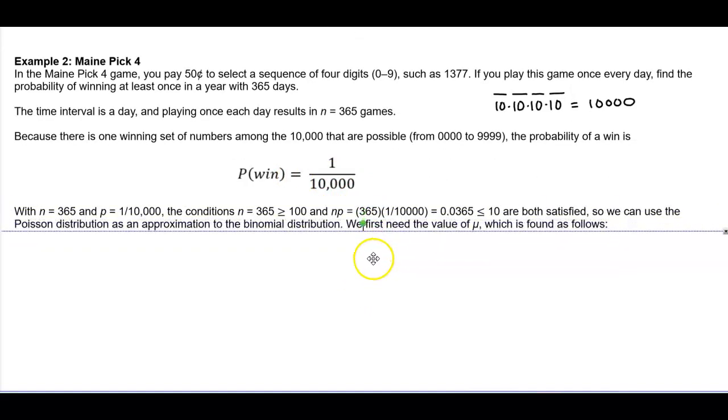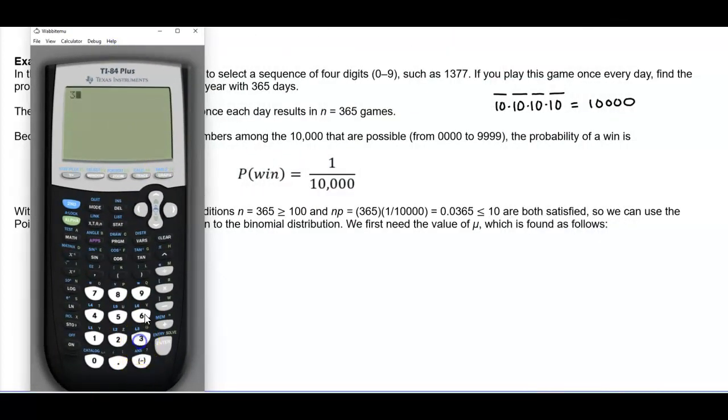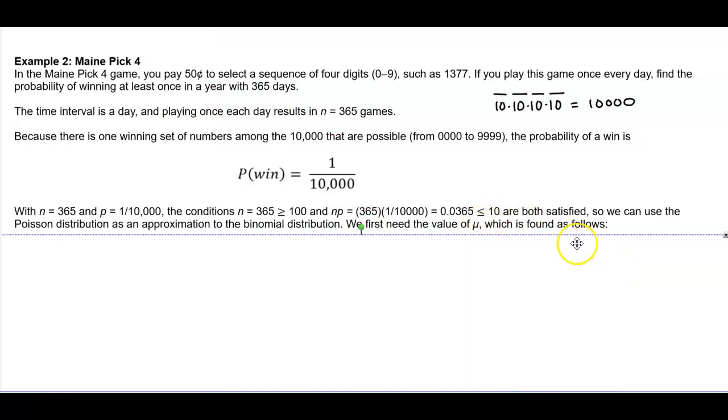So, with n equal to 365, and the probability of the win being 1 over 10,000, we need to take a look at the conditions. Well, the conditions: n, which is 365, is greater than or equal to 100, and then we need to check n times p. So, if we take the value of n, which is 365, and multiply that by 1 divided by 10,000, you can see we get 0.0365, which is less than or equal to 10. Therefore, they are both satisfied. So we can use the Poisson distribution as an approximation to the binomial distribution. Now, if those didn't apply, then we could not use the Poisson distribution.